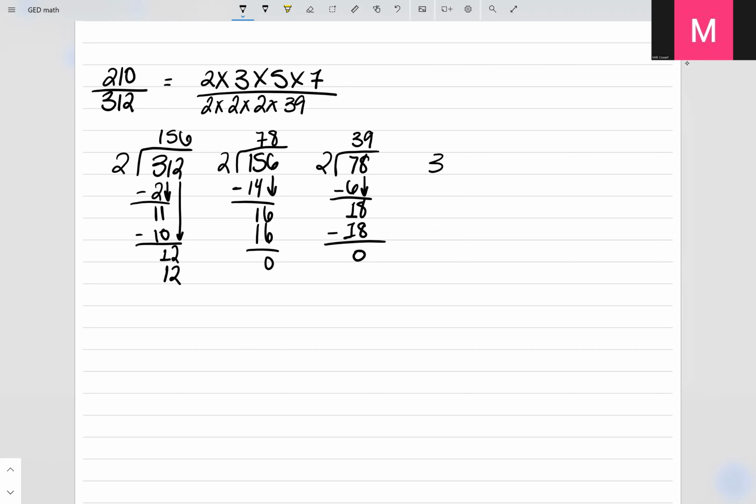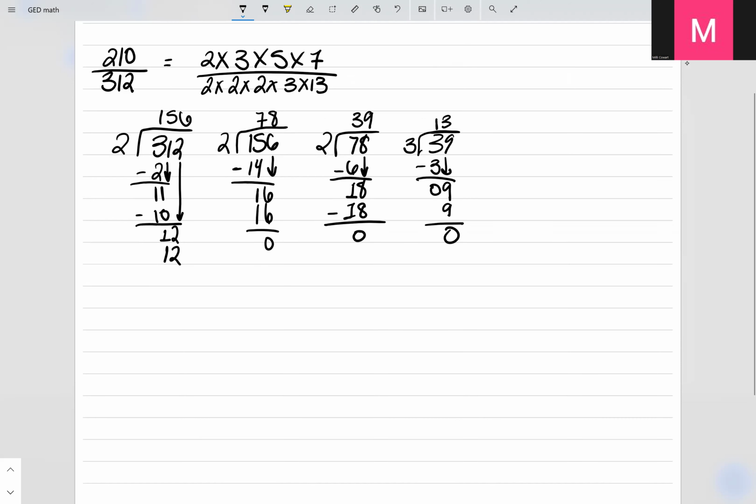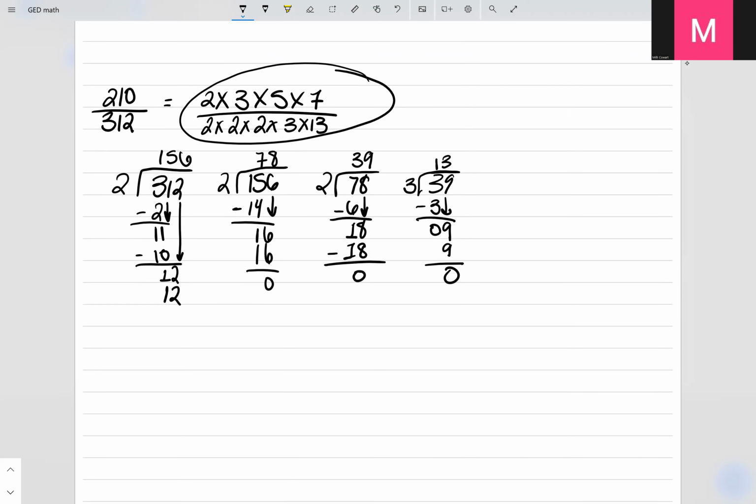And 39 is not divisible by 2 because it's an odd number. So next we'll try 3. 1 times 3 is 3. 0, bring down the 9. 3 times 3 is 9. So now our 39 turns into 3 times 13. And 13, also a prime number, only divisible by 1. So now we have the prime factorization of 210 over 312.